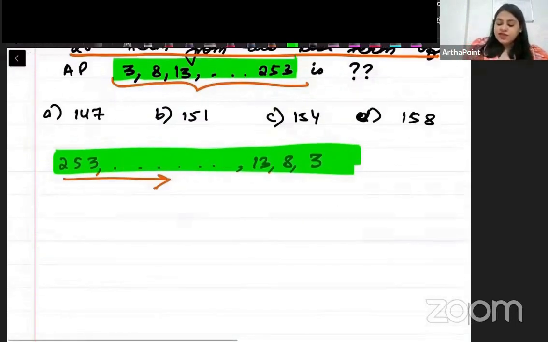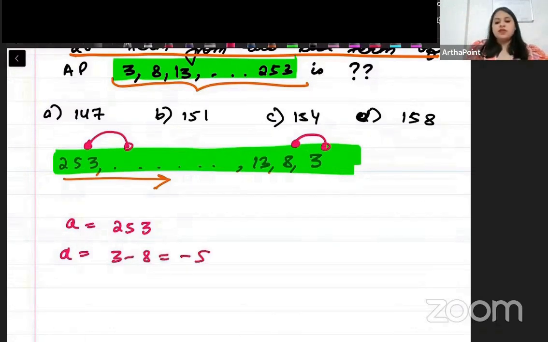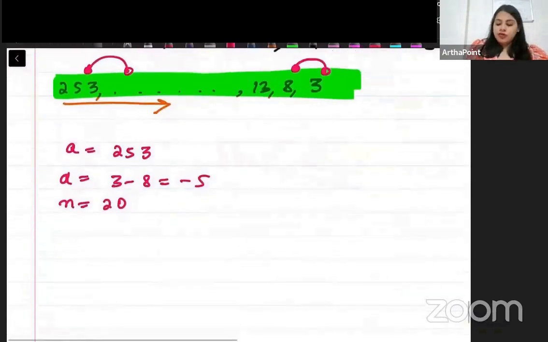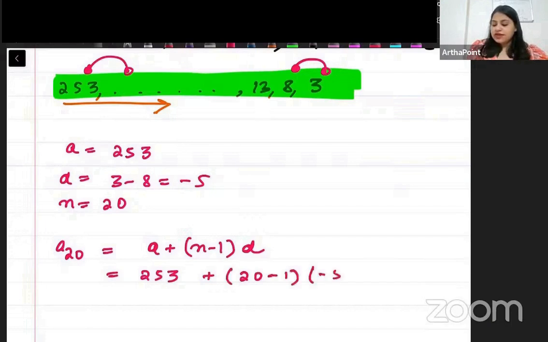So beta, now the first term will be 253. How do you find the difference? The difference is this term minus this term. So it will be 3 minus 8, which is minus 5. N is 20, I know. So what will be the 20th term, beta? It will be A plus N minus 1 D. So 253 plus 20 minus 1 into minus 5.